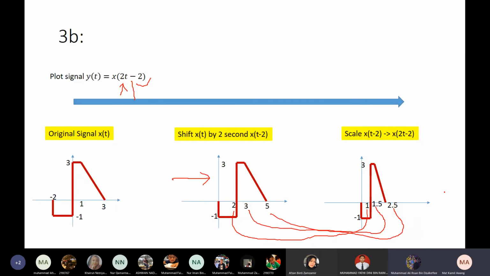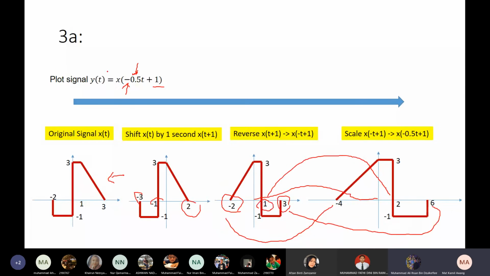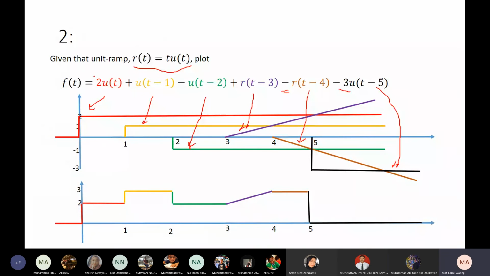So you scale the time, not the amplitude. Where do you scale the amplitude? When there is a number in front of the x. Okay, then you scale the amplitude, just like this. This is actually where you scale the amplitude.